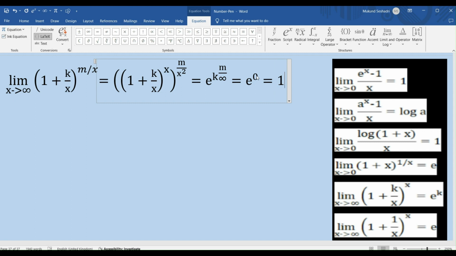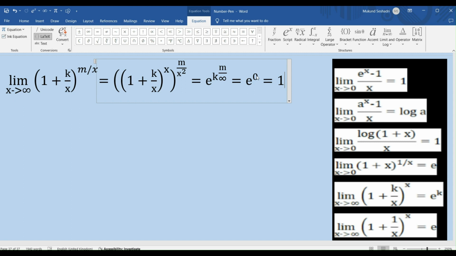I hope you folks are with me. All that we did was multiply by x and divide by x in the power component of the entire expression 1 plus k by x. And we know that the first part, which is (1 plus k by x) the whole power x, converges towards e to the power k as x tends to infinity. And then we have an m by x square still left in the power component, which is m by infinity square, and infinity into infinity is infinity. So we know that m by infinity is nothing but 0, right?